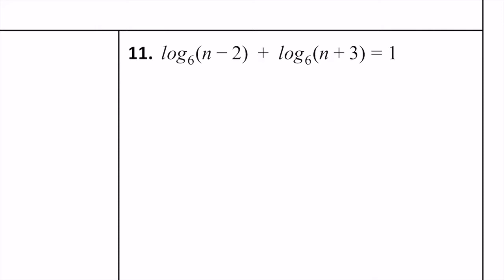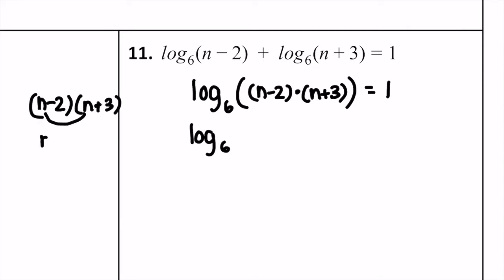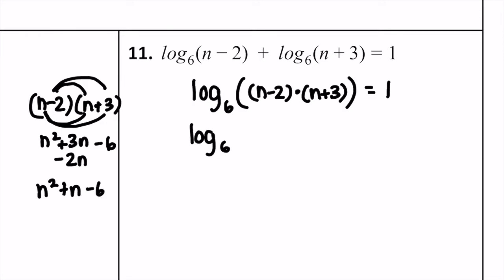So I can write log base 6 of n minus 2 times n plus 3, and that's equal to 1. I'm going to simplify what's inside. So off to the side, I could do this: n minus 2 times n plus 3. N times n is n squared. N times 3 is 3n. Negative 2 times n is negative 2n. And then negative 2 times 3 is negative 6. So I have n squared plus n minus 6. And that's what I simplified the inside to be.